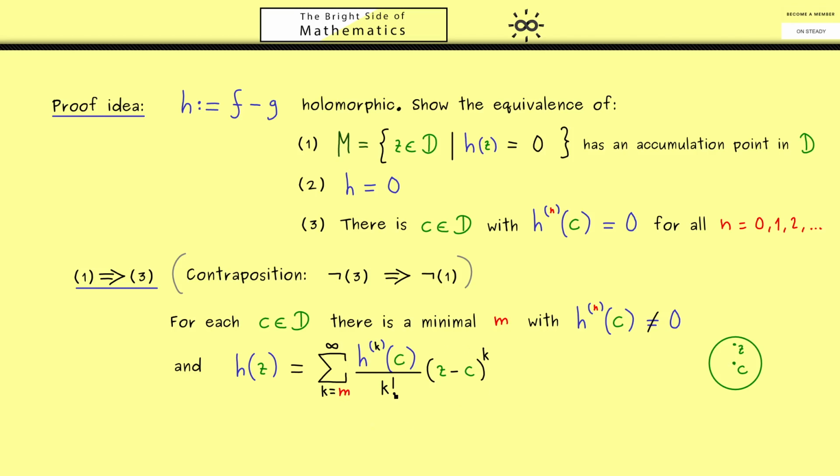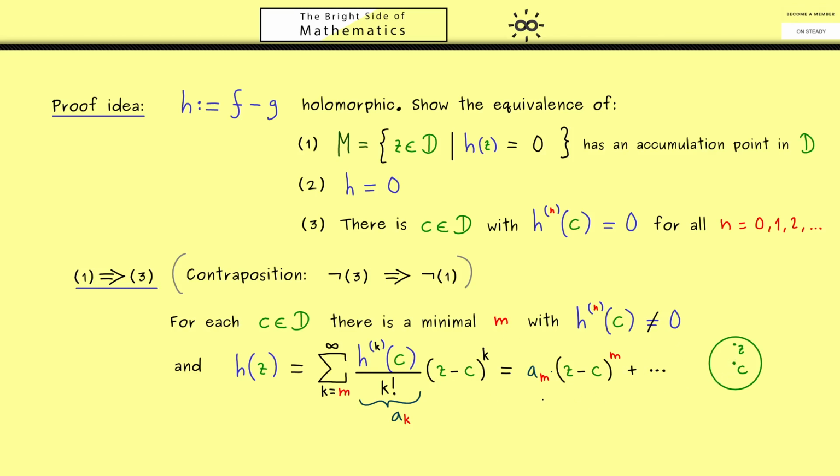Okay, but with this, now we can conclude that very near around the point c, this function is not zero. To see this, maybe let's call the coefficient here in front a_k. Therefore, the first and most important part of the series is a_m times (z minus c) to the power m, plus the whole rest, which has a higher power in z minus c.